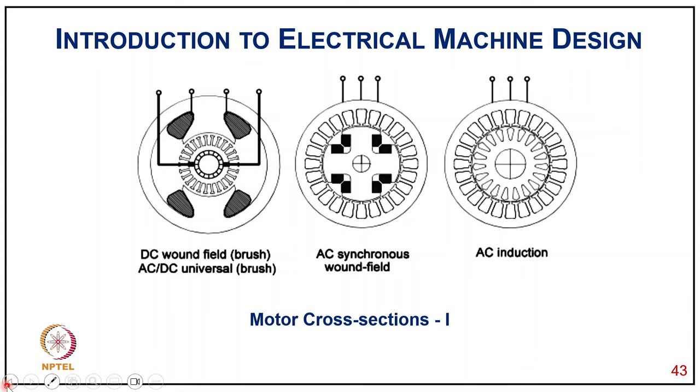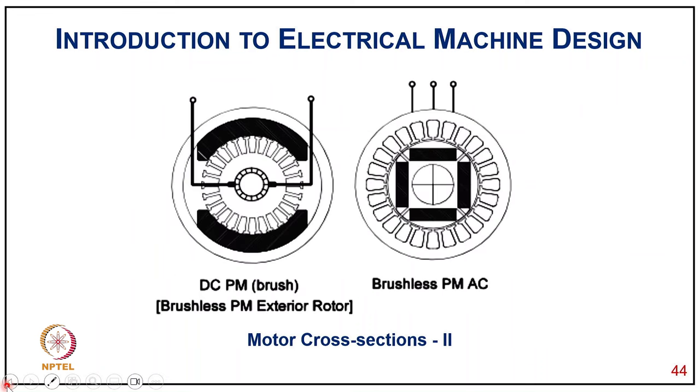Normally the majority of the machines are squirrel cage, with some exceptions like the doubly fed induction generator, followed by permanent magnet brushed DC motors. These are normally used in a large number of applications, like auxiliaries in EVs, as well as cooling fans, typically in computer peripherals.